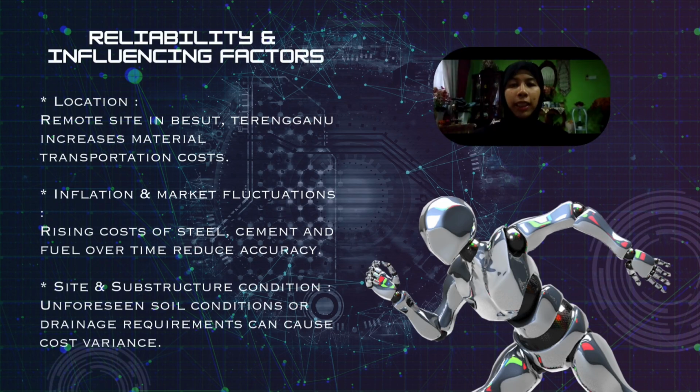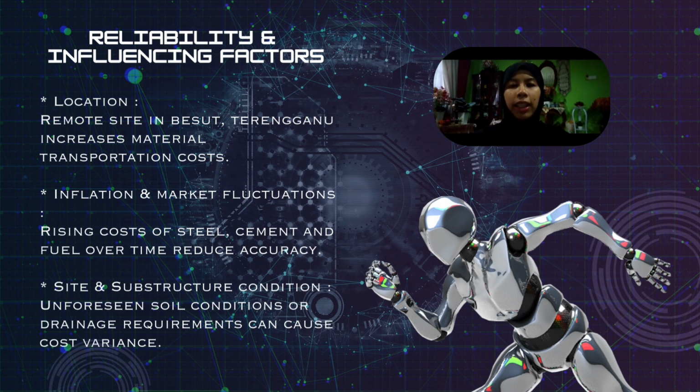Next, reliability and influencing factors. Regarding reliability, while these estimates provide a useful early baseline, several critical factors can influence the final actual cost. First, the project location in Besut, Terengganu may increase transportation fees for specialized materials and labor supply. Second, market inflation and price volatility in materials like steel and cement can quickly cause budget overruns.